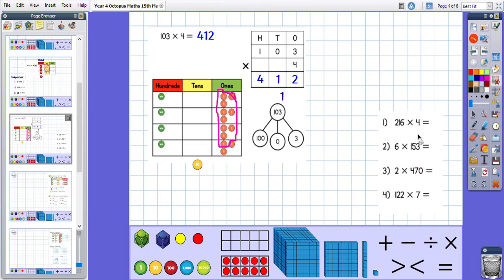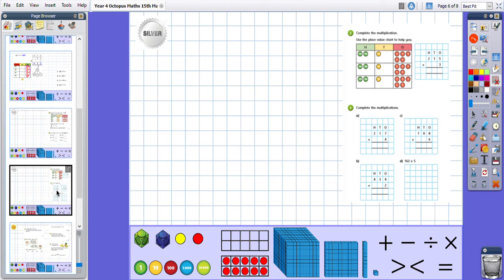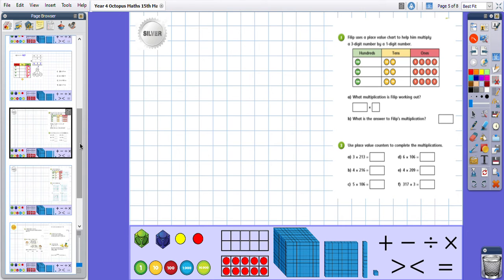So I want you to have a go at these 4 questions in your books using written column method, thinking about partitioning the number and timesing the number together separately. So 3 times 4, and then your tens column, and then your hundreds column. So silver today, questions 1, 2, 3 and 4, and using the column method and some counters to help you in working out these multiplications.